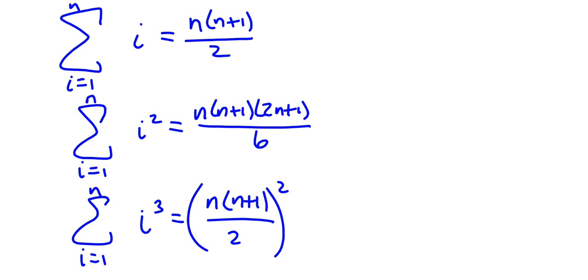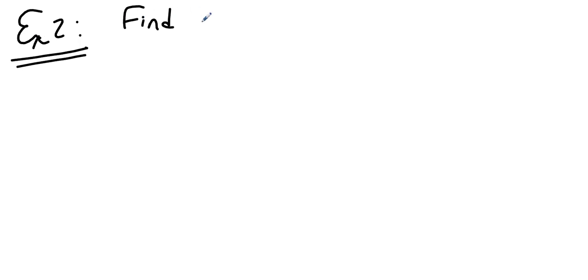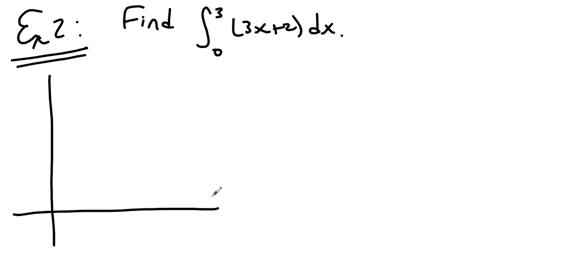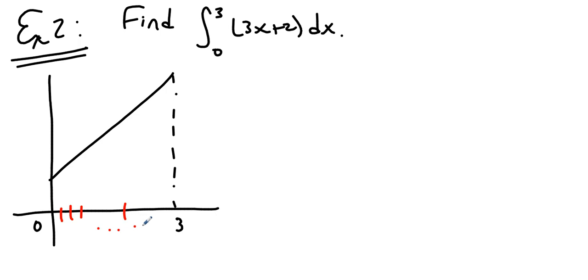I will demonstrate one more time. Find the integral from 0 to 3 of 3x plus 2 dx. So how does this go? You've got some function from 0 to 3. We're going to break it up into a bunch of rectangles, a bunch of subintervals. There's the ith one there, and then there's some at the end.